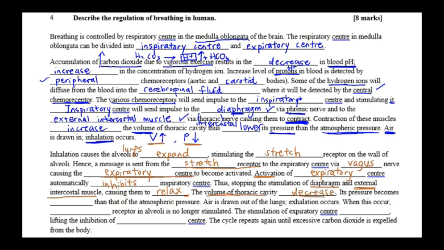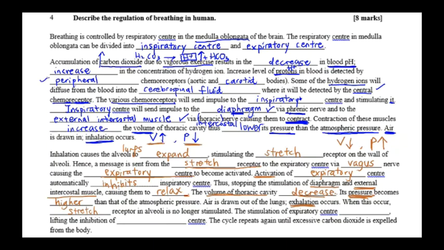When the volume decreases, the pressure will increase. So the pressure becomes higher than that of the atmospheric pressure. The pressure inside the thorax is higher than outside. That's why the air is drawn out of the lungs. Exhalation occurs. And when this occurs, the stretch receptor is no longer stretched because we already exhale, breathe out.